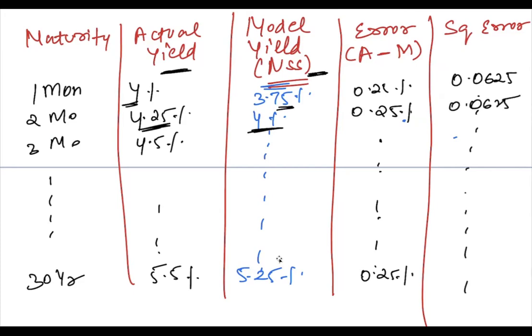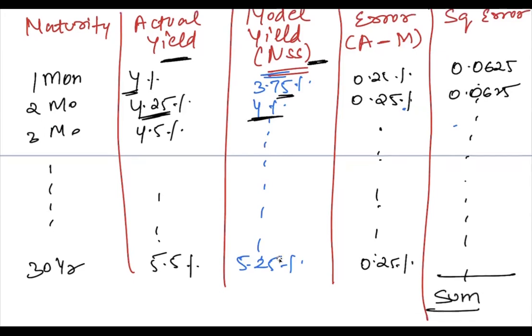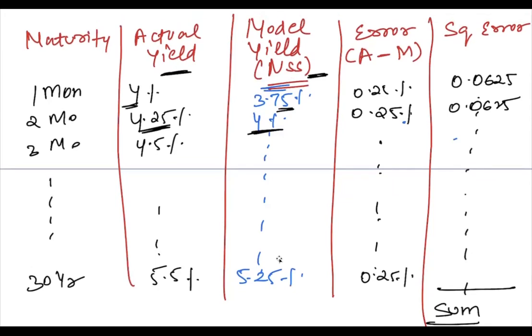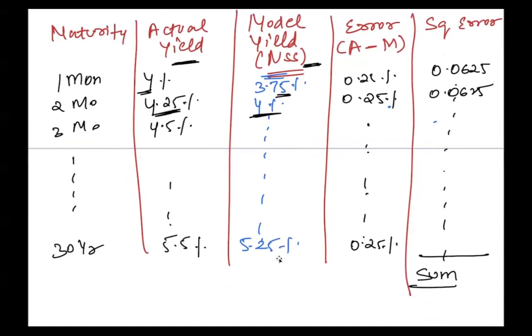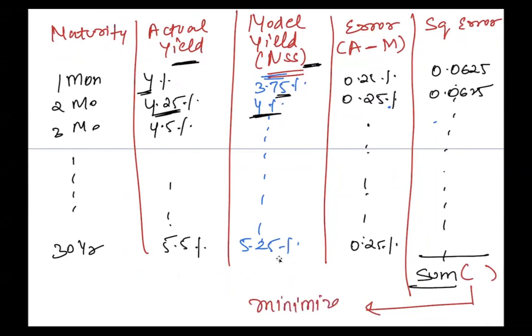So now the next thing is you need to sum it. Whatever square error you get, you sum all the square errors, and then you will try to minimize this value. And this is what is ordinary least square. If you remember, what was the term ordinary least square? What is the square? The square is nothing but the square of the error term.